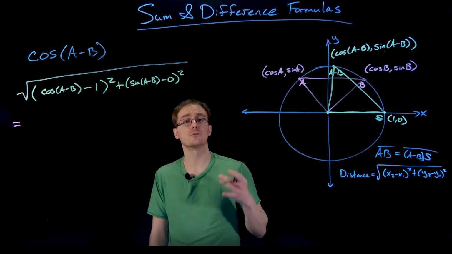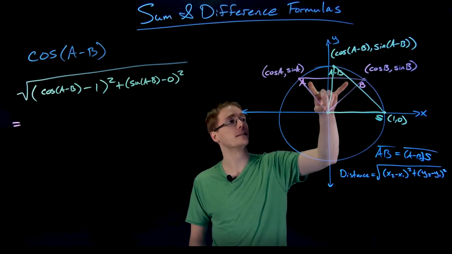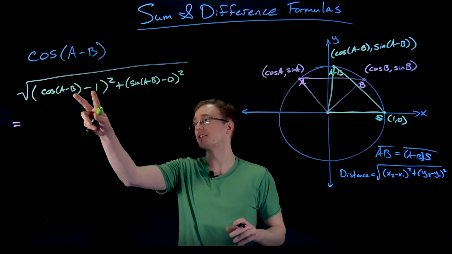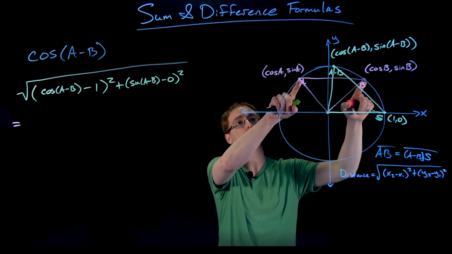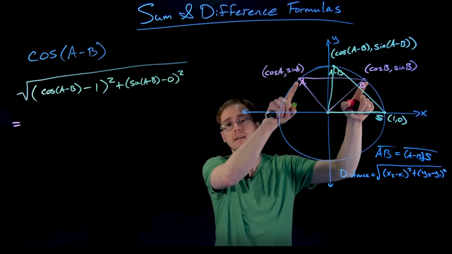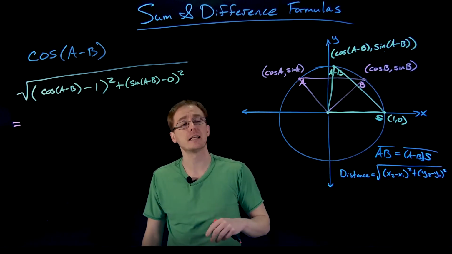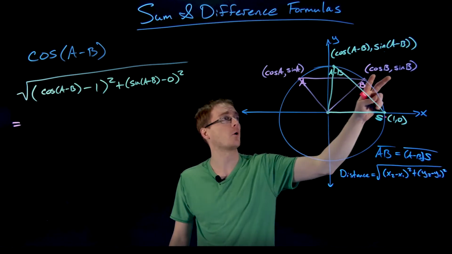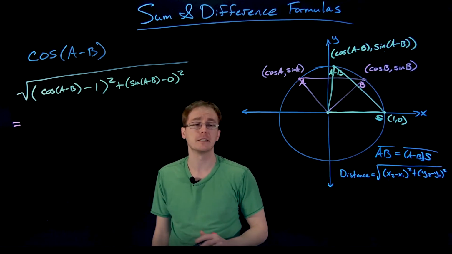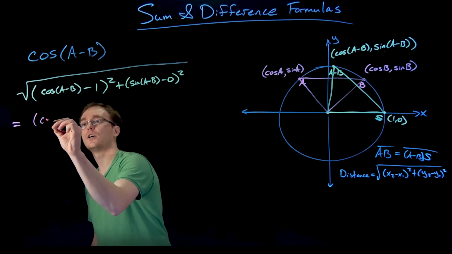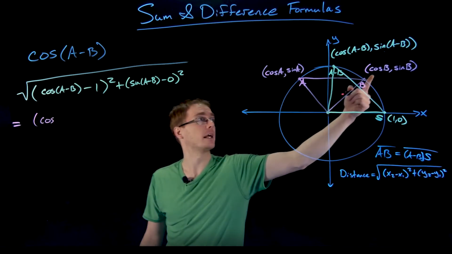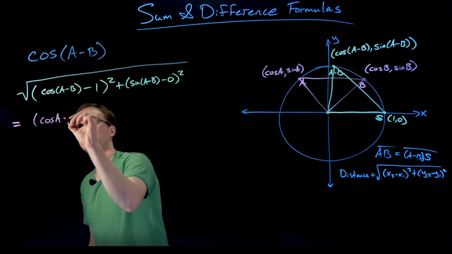And now we know, through the rotational preservation of distance, that this distance from A minus B to S is going to be exactly the same as the distance from A to B. So now we just express the same distance using the x and y coordinates for our points at A and B. The difference between those x coordinates squared can look like cosine of A minus cosine of B.